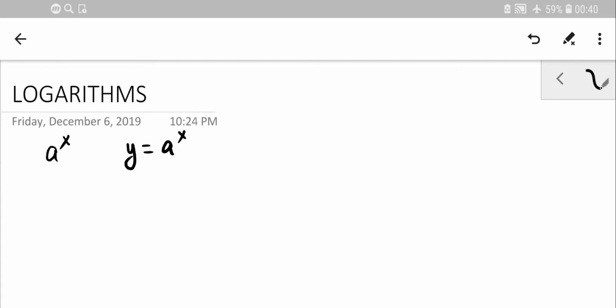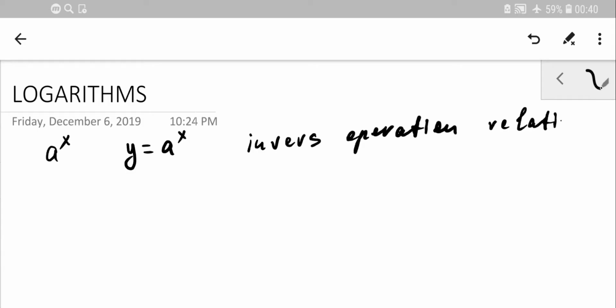All right, so first of all, I'll give you a brief definition of what log is. Simply, it's the inverse operation relating to exponents.